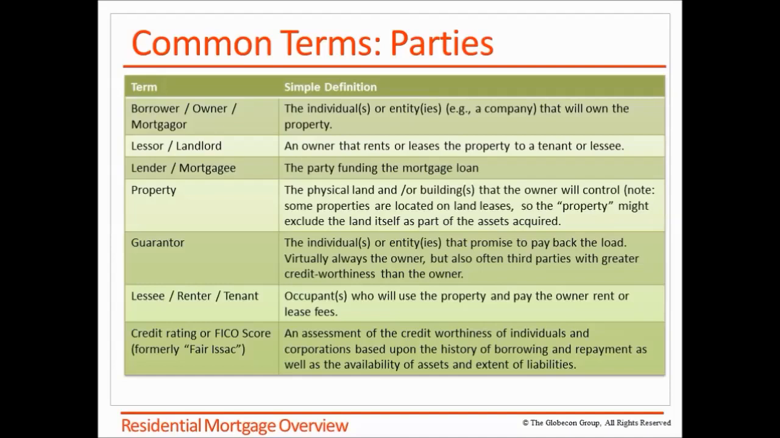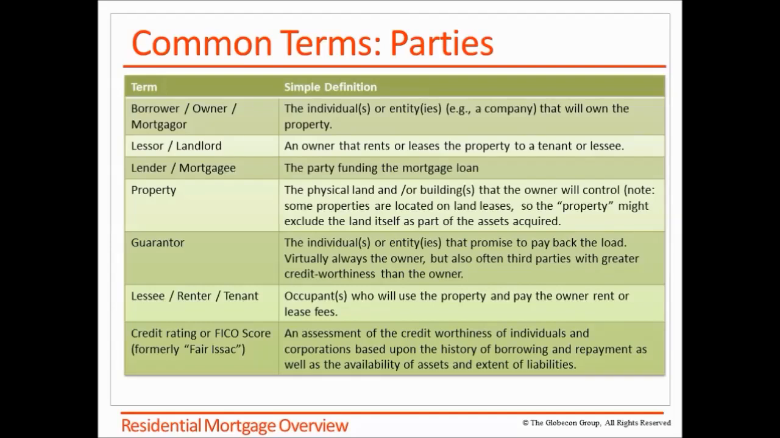We also have the property, and this is the physical land and or the building that the owner will control. Some properties are located on land leases, so the property right might not be there, so it might exclude the land itself as part of the asset. That's not really common in a lot of areas, but for the most part, when you're purchasing the property, you're purchasing the building and the land in residential mortgages.